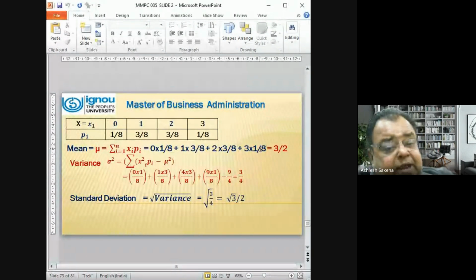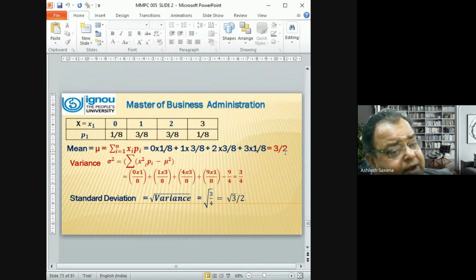Now you have to use the formula sigma square equal to summation of x square p_i minus mu square. Your x square will be 0 square, that is 0, into 1 by 8, plus 1 square is 1, 1 into 3 by 8, plus 2 square is 4, 4 into 3 by 8, plus 3 square is 9, 9 into 1 by 8, minus mu square. Mu is 3 by 2, so that will be 9 by 4.